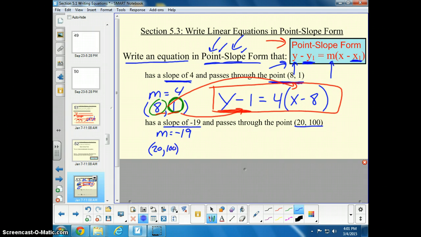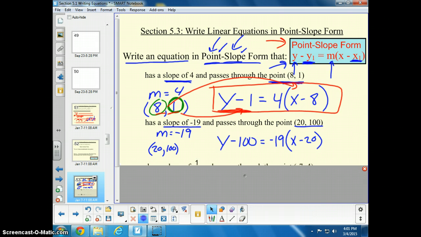Again, you can do it ahead of me, or pause the video and see if you can get these examples before me. But this one should be y minus 100, because that's the y coordinate, equals, the slope is negative 19, x minus 20. Okay, so far so good. There's us putting an equation in point slope form. Not too bad at this point.